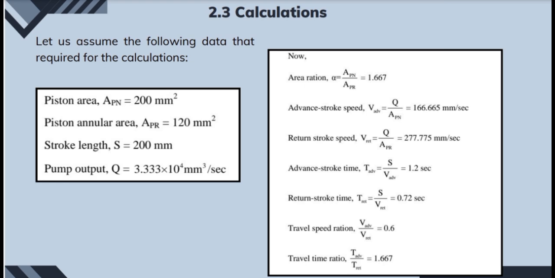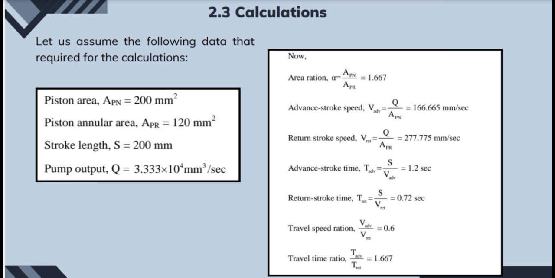Area ratio. Area ratio is the ratio between the piston area and the annular area. Advance stroke speed, the speed at which the piston moves forward. Return stroke speed, the speed at which the piston moves back. Advance stroke time, the time it takes for the piston to complete its forward stroke. Return stroke time, the time it takes for the piston to return to its original position. Travel speed ratio, the ratio of return stroke speed to advance stroke speed. And the last is the travel time ratio. It is the ratio of advance stroke time to return stroke time.